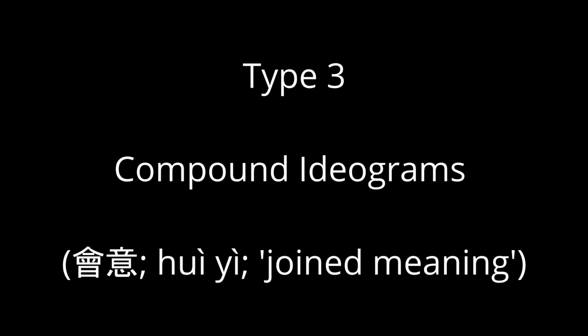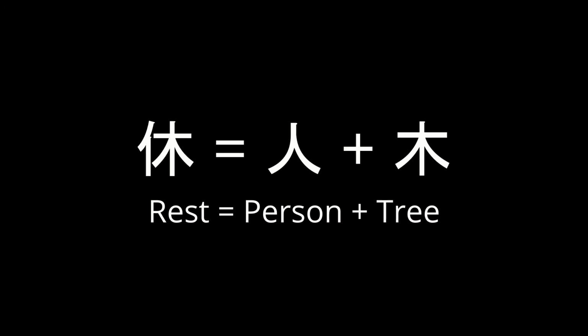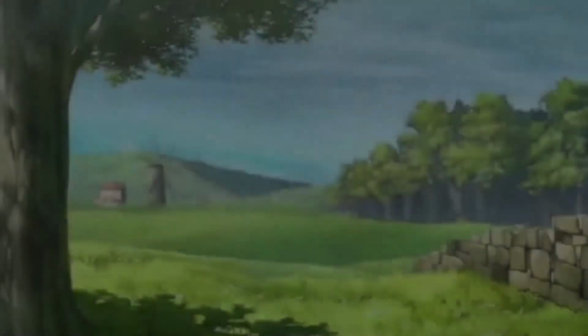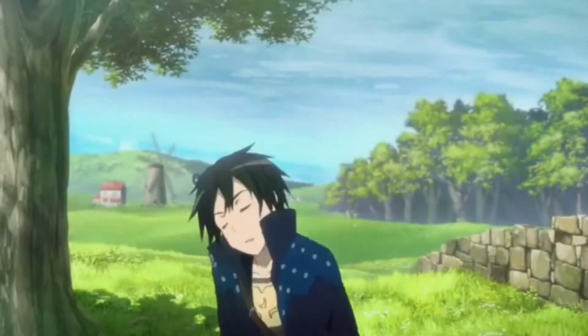Type 3, compound ideograms, or 会意 joined meaning characters. This is when 2 smaller characters are combined together, combining the meaning of both to form a bigger character. For example, xiu has the meaning of to rest. It's made up of person, ren, and tree, mu. Here, you can imagine a person leaning against a tree in the shade, resting after a long day's hard work.